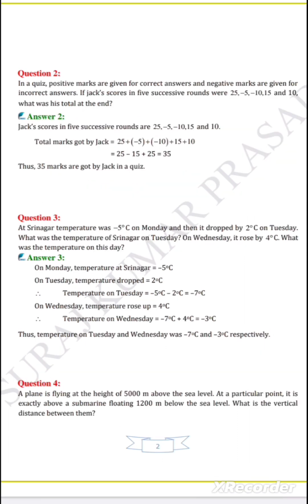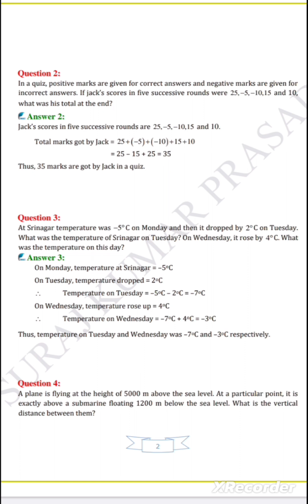Second question is, in a quiz, positive marks are given for correct answers and negative marks are given for incorrect answers. If Jack's scores in 5 successive rounds were 25, minus 5, minus 10, 15 and 10, what was his total at the end? A boy named Jack participated in a quiz competition. As we know, in a quiz competition there are positive marks and negative marks. He played 5 rounds and he got the scores as 25, minus 5, minus 10, 15 and 10.